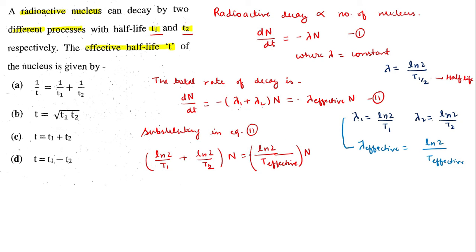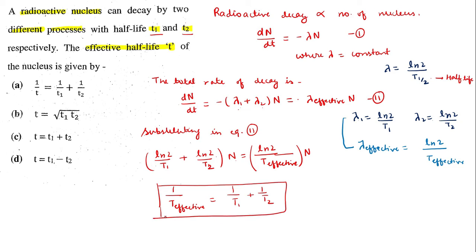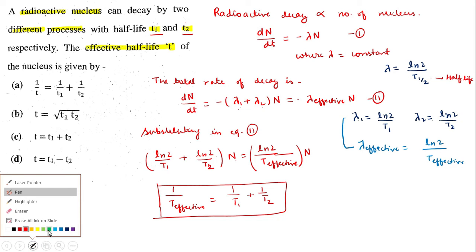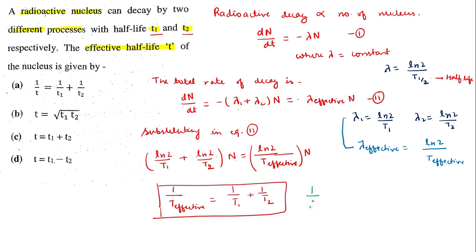Now when we solve this, we will see that ln2 is common and N is common. So 1 by t effective will be 1 by t1 plus 1 by t2. Okay, so this is our final answer. Let me write down the answer: 1 by T is equal to 1 upon t1 plus 1 by t2. Okay, so option number A is the correct answer.